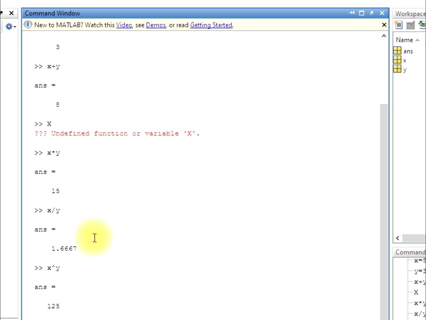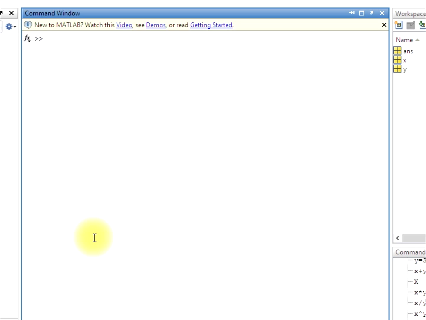Secondly, let's go to the built-in mathematical functions. Built-in mathematical functions are those functions which are already in the MATLAB structure. Pi, you know that pi. What is pi? Pi means 3.14. So this is the value of pi, and this function is already built into MATLAB.